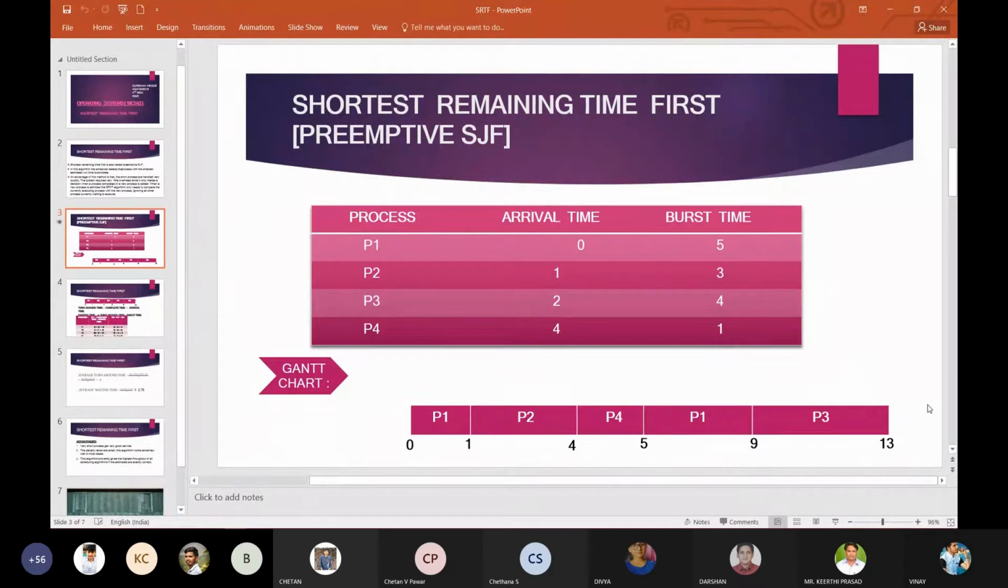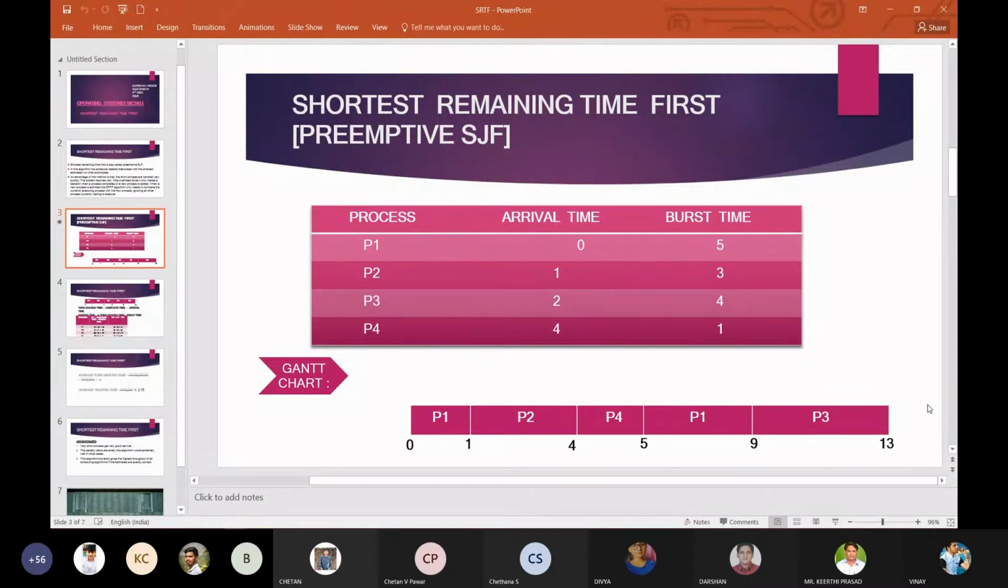Next, P2 comes into the ready queue at 1 millisecond. Their competition starts between P1 and P2. The CPU compares the burst times of these two processes. The one whose burst time is less will be executed first. So P2 will be executed.